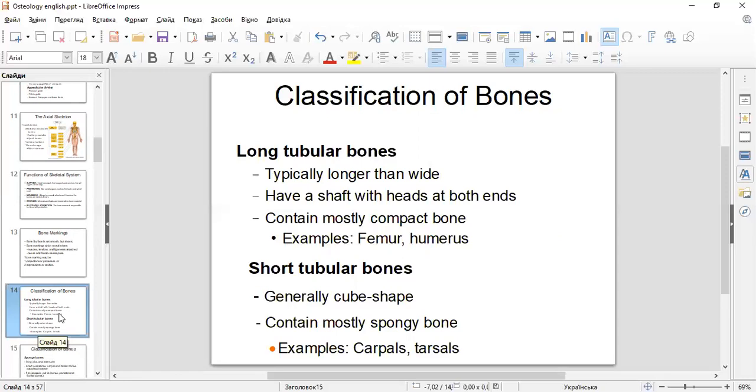Long tubular bones are typically longer than wide. They have a shaft with heads at both ends and contain mostly compact bone. Examples: femur, humerus. Short tubular bones are generally cube-shaped and contain mostly sponge bone, for example, carpals and tarsals.